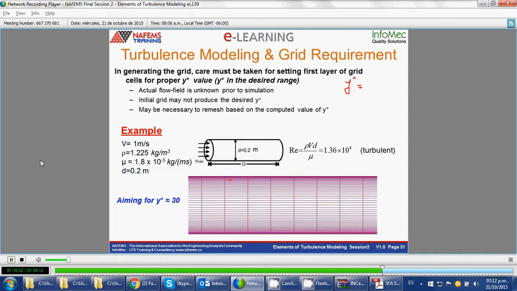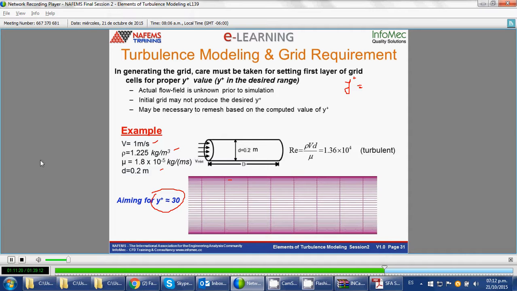So that's one way to do it, but in order to help with that, at least start with a good guess. Let me give you an example. You want to look at a flow in a pipe, and these are the conditions given to us. And I'm looking for a generated grid for y plus of close to 30. How do I go about doing that? The initial grid I'm going to generate should be close enough so I don't have to do this over and over again.